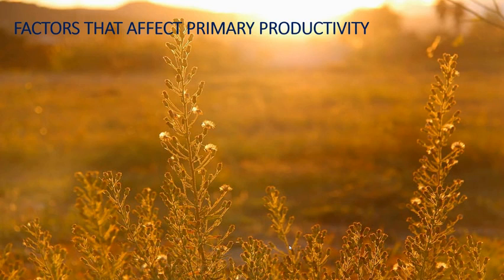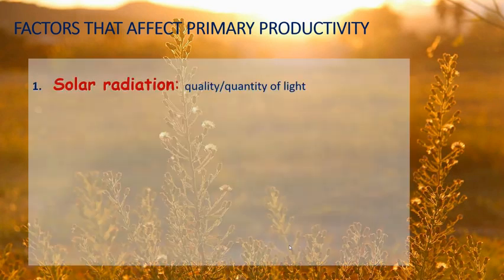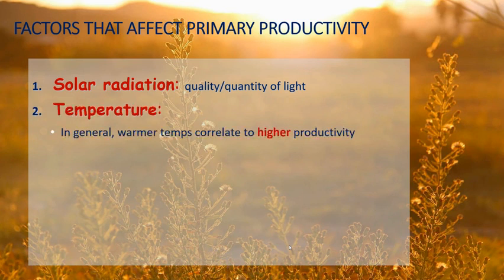So what can increase or decrease primary productivity? The amount of light, of course. If you have more light, you'll be more productive. The temperature, right? Productivity is a rate, and it depends on biological processes. Biological processes tend to go faster in warmer temperatures. Therefore, with warmer temperatures, you'll have higher productivity.